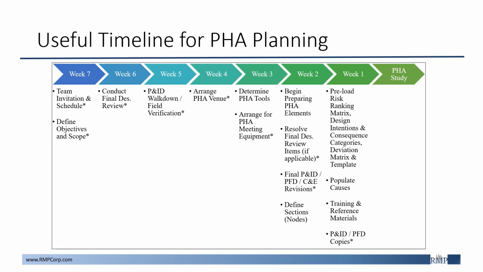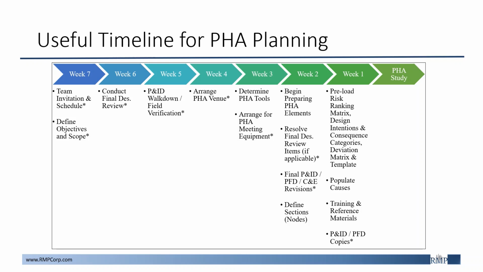Here's an example of a useful timeline for PHA planning. As you can see, the first items to begin planning are performed well in advance of the PHA study date. Around 7 weeks before the scheduled PHA, the team invitation and schedule should be created so that all necessary participants can attend the entirety of the PHA sessions and are fully involved throughout them.